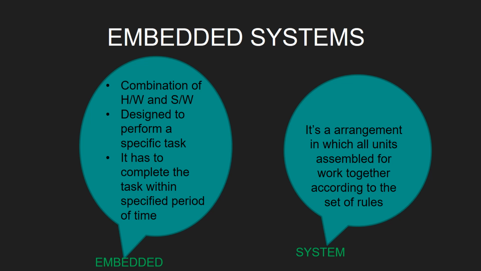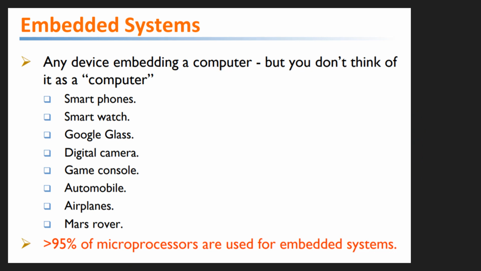Coming to the embedded system, it is a combination of hardware and software, designed to perform a specific task, and the task should be completed within a specified period of time. That is called embedded. Some examples of embedded systems are smartphones, smartwatch, Google Glass, digital camera, game console, automobile, aeroplanes and Mars rover. Most embedded systems consist of a processor. It may be a microprocessor, a microcontroller, or a DSP processor.